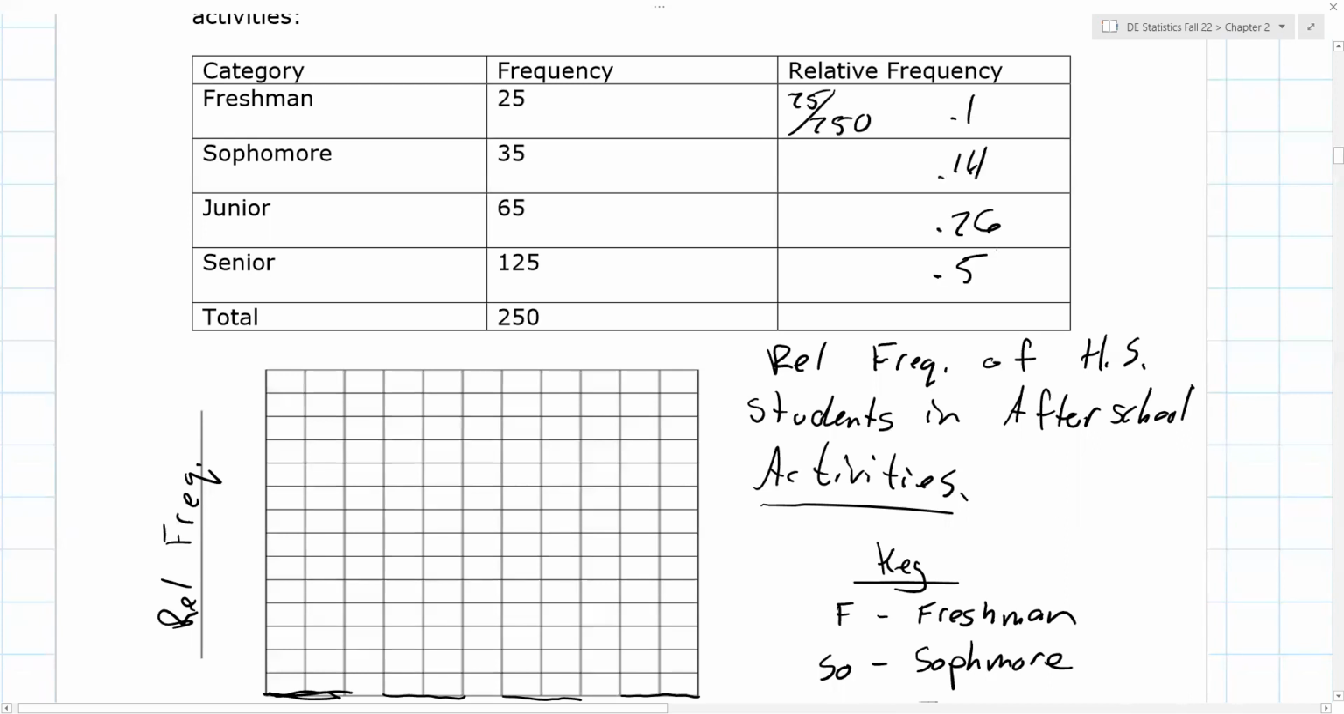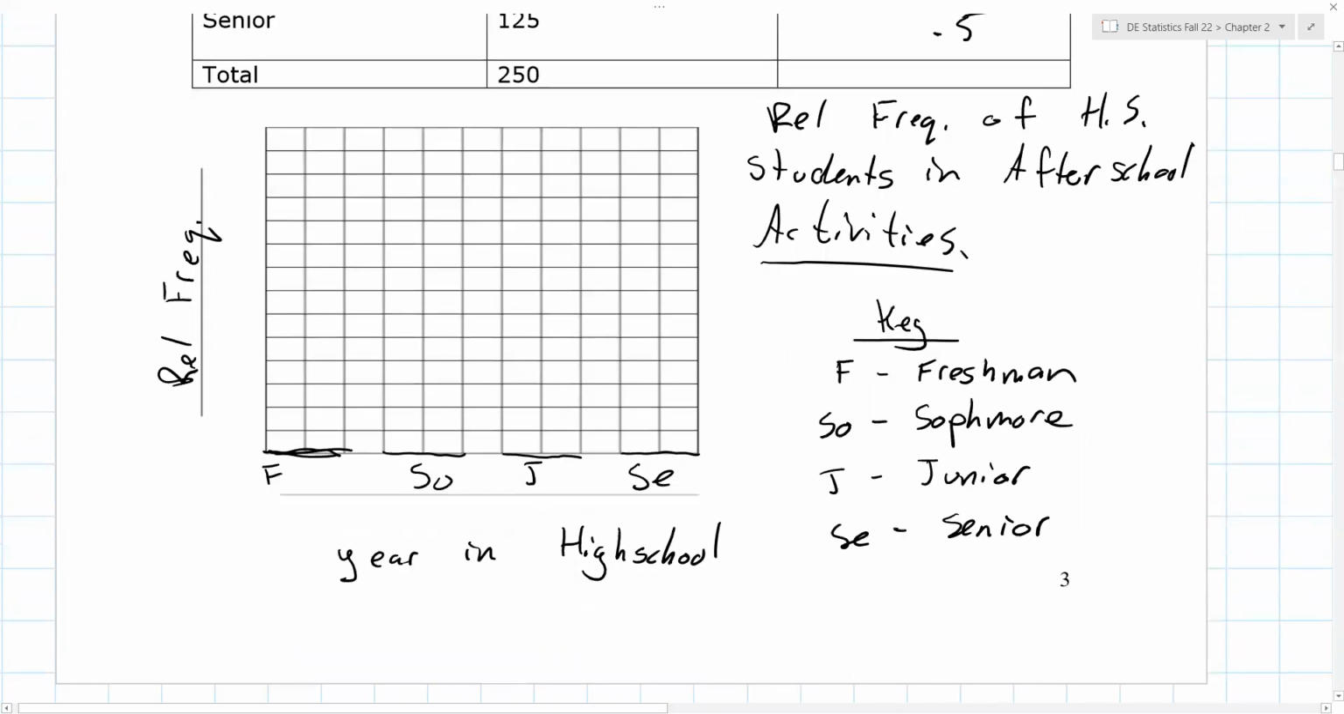And we come out with half of the students enrolled in after school activities are seniors. Then on the next side, we need to determine what scale we want to use for our y-axis. I think we should have enough to make every second space a tenth. So I've created my scale. And now I go ahead and fill out my bar graph.